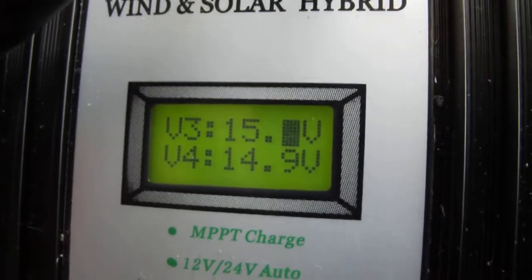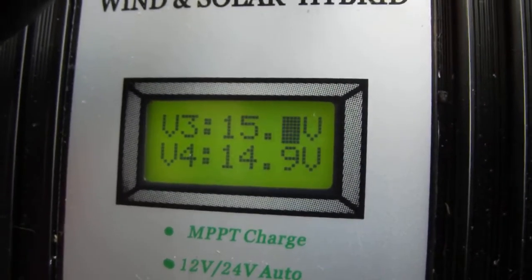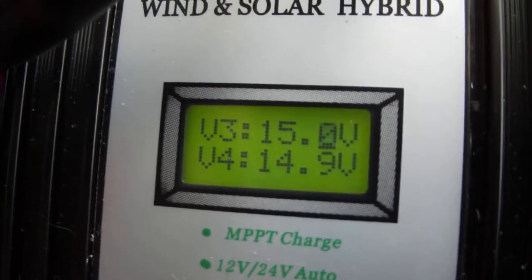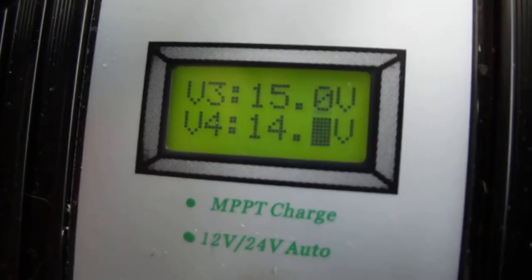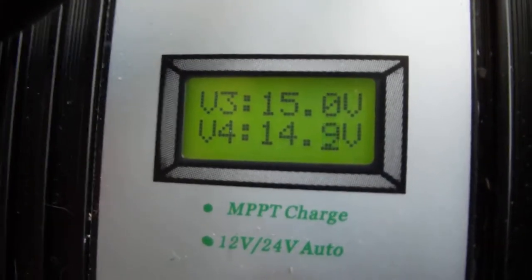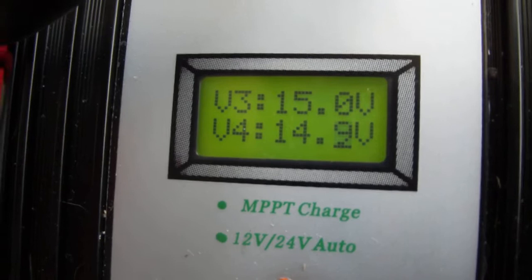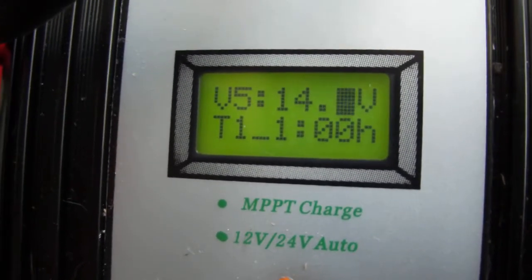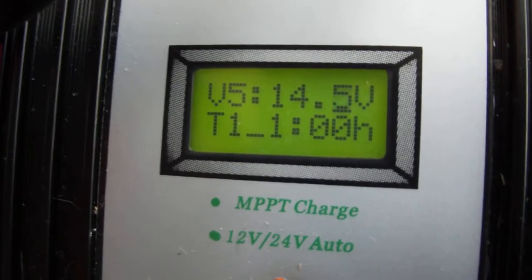Yeah, this is V3. This is the overcharged voltage, is 15 volts. The overcharge recovery in putting charge back into the batteries is at 14.9. Float charge has been set at 14.5 volts.